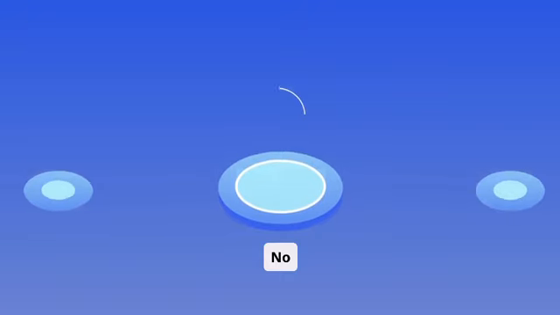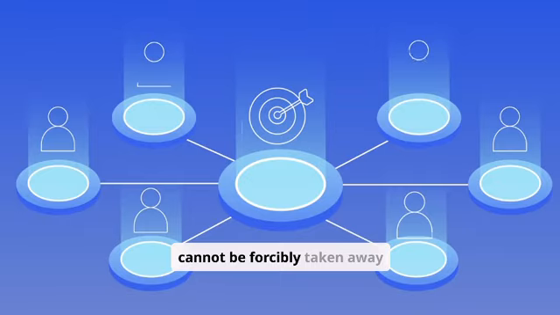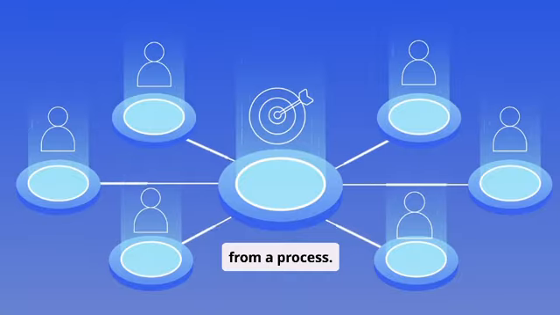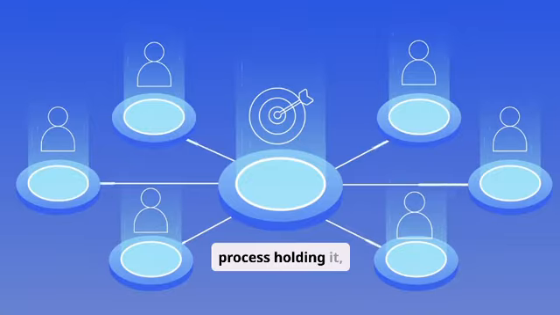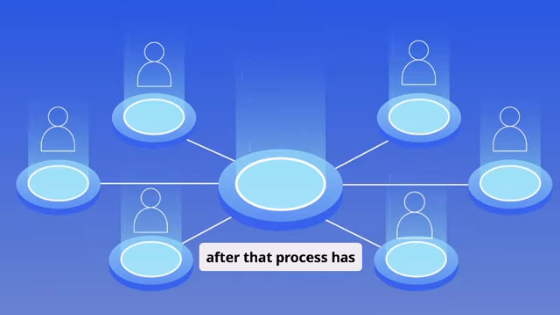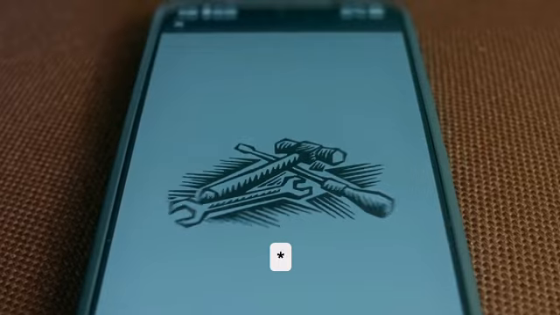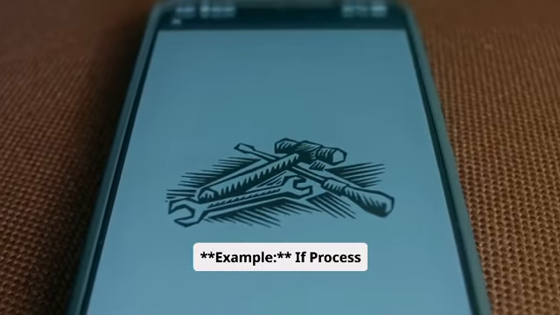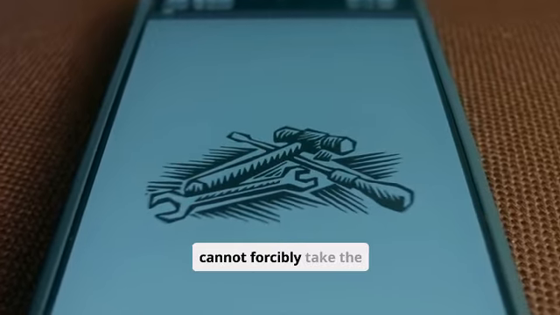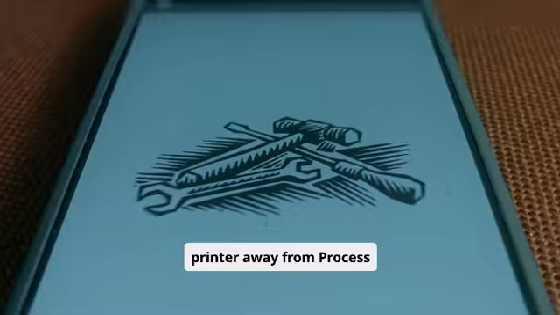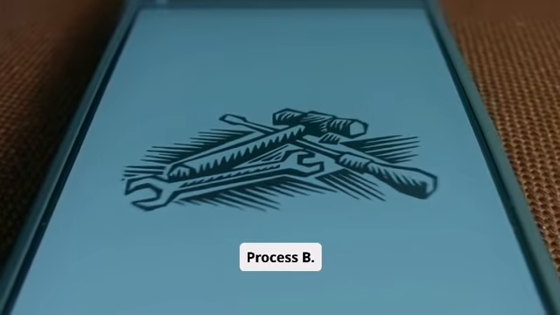No preemption. Resources cannot be forcibly taken away from a process. A resource can be released only voluntarily by the process holding it after that process has completed its task. An example: if process A holds a printer, the operating system cannot forcibly take the printer away from process A and give it to process B.